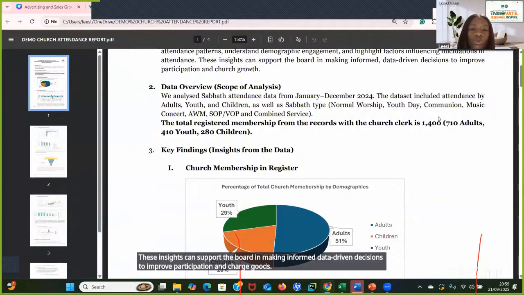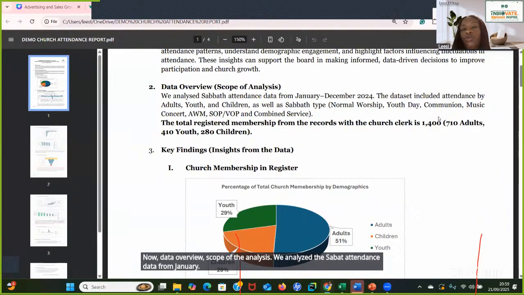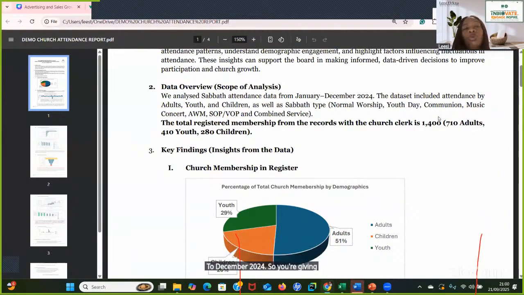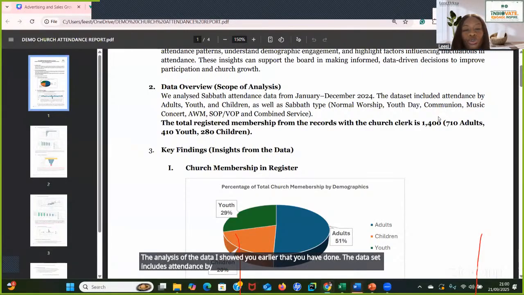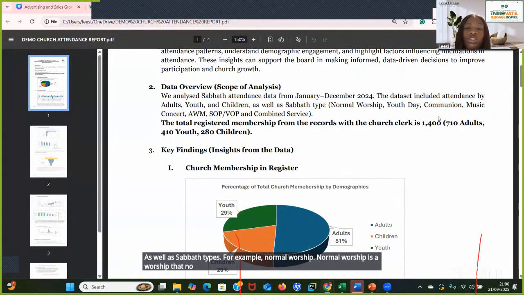Now, data overview, scope of the analysis. We analyzed the Sabbath attendance data from January to December 2024. So you're giving a report now to the church board based on the analysis of the data I showed you earlier that you have done. The data set includes attendance by adults, youths, and children, as well as Sabbath types. For example, normal worship. Normal worship is a worship where nothing special happened. It was just a normal worship.